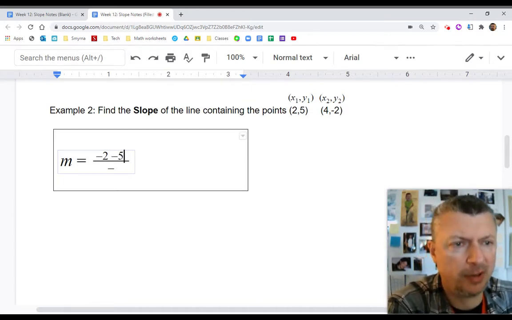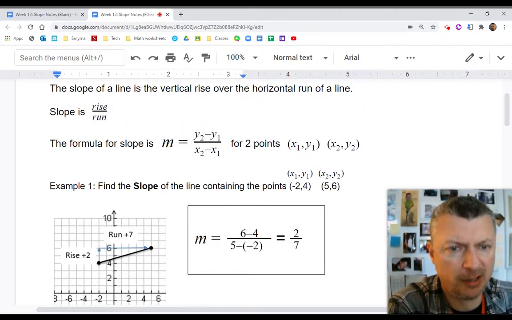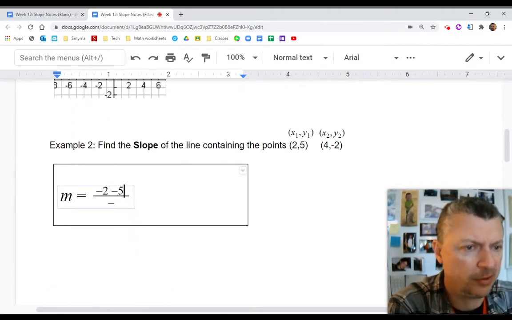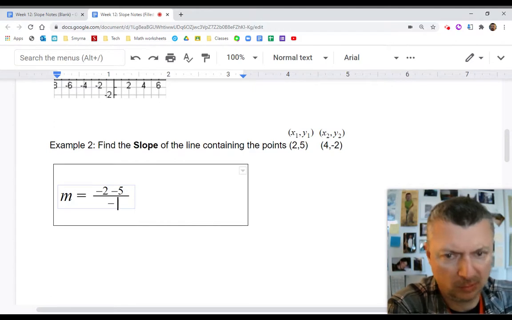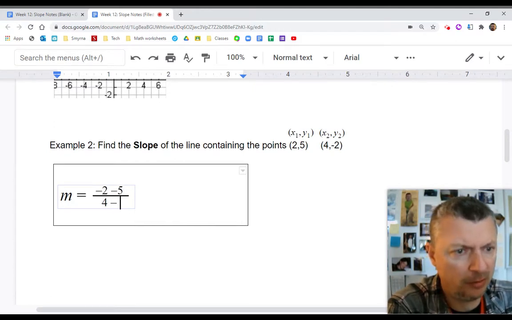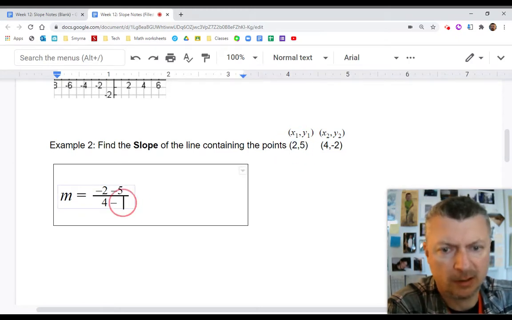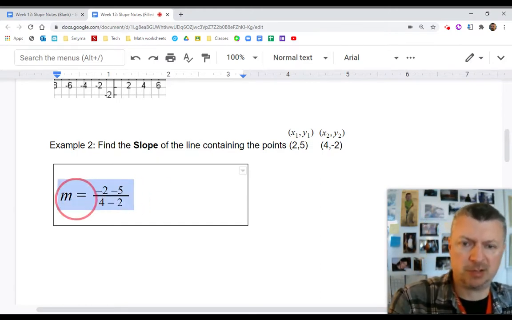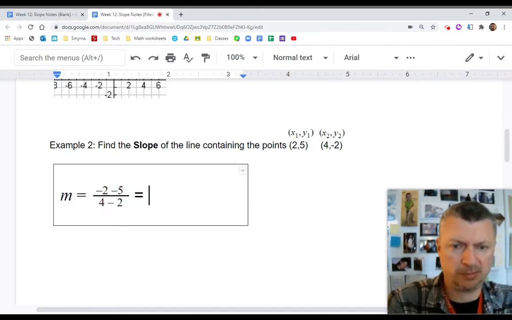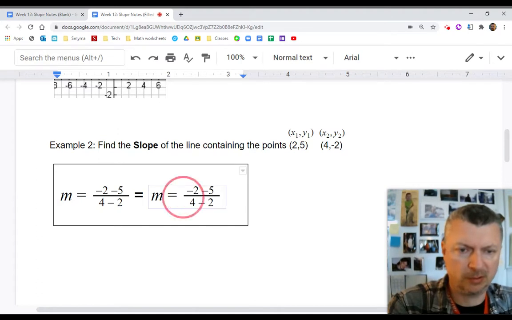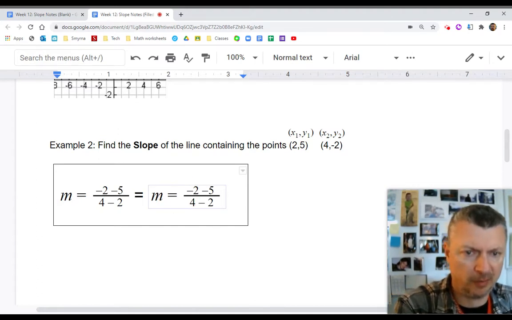On the bottom, we have x2 minus x1. Here's your x2, it's a 4. 4 minus x1. x1 is 2. Okay. There's a 2. All right, so now we're going to keep solving. So let me copy this. And equals. Get rid of that m. I can't get in there. Why is it?